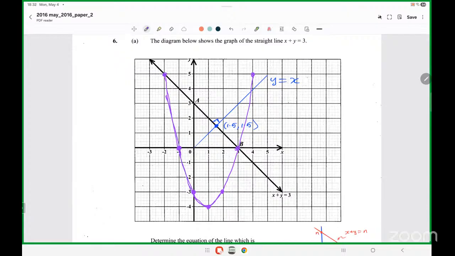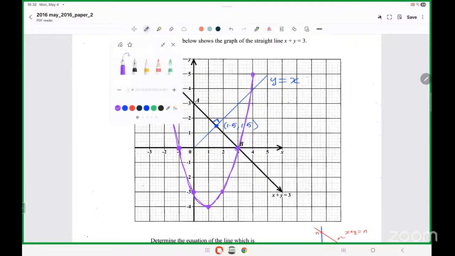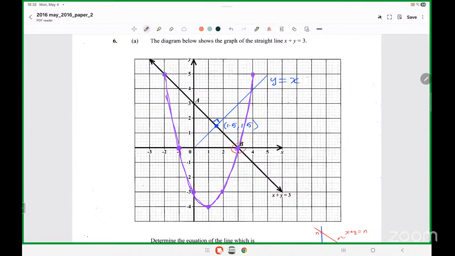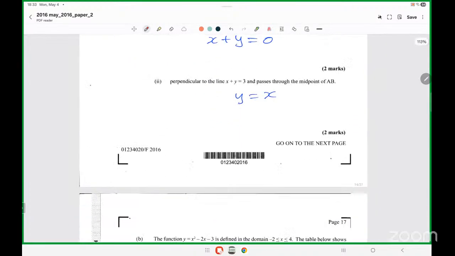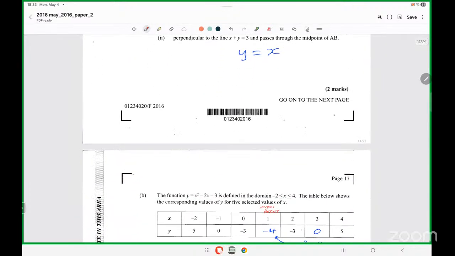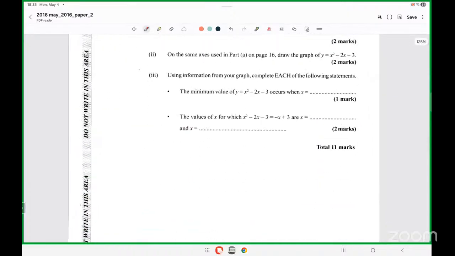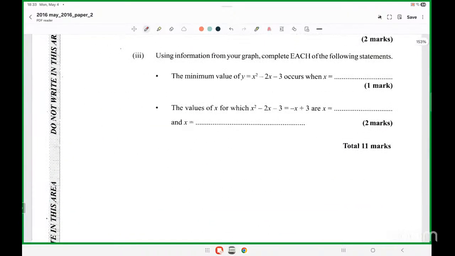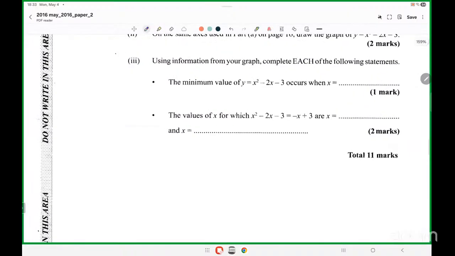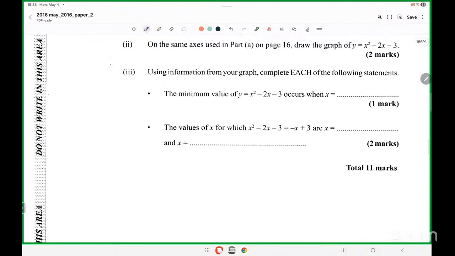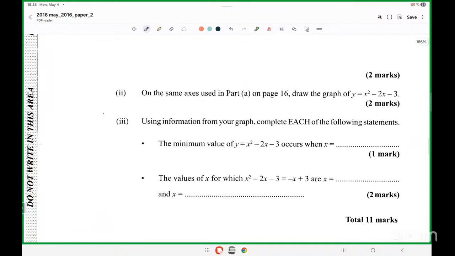And I'm sure they're going to want us to tell them now the points of intersection of the line and the curve, which are these 2 points clearly, here and there. Surely going to ask us something about it. Here they said now, use your graph to complete each of the following statements.